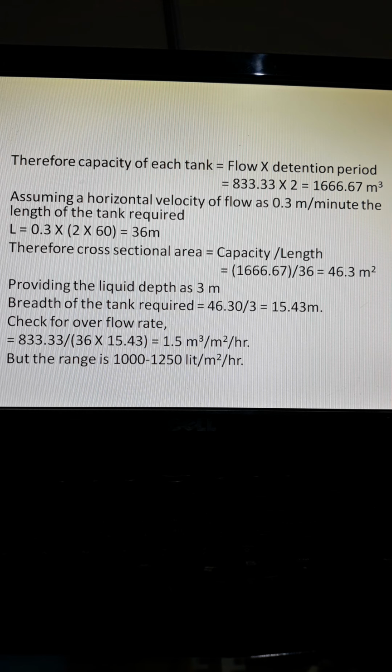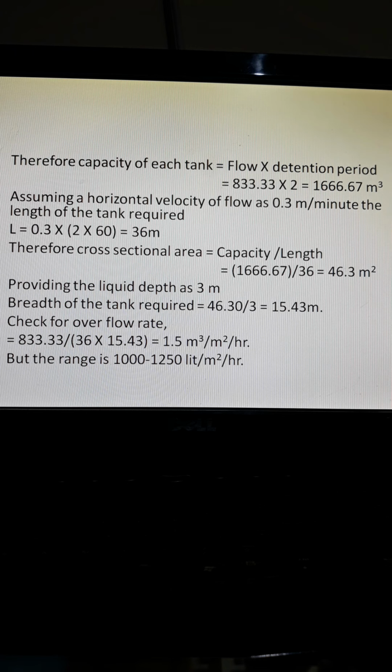So we have arrived now at the dimensions of the tank. That is, the length of the tank we have obtained as 36 meter, and then the breadth of the tank we got as say 15.43 meter, and the depth of the liquid as say 3 meters. So once we have arrived at these dimensions, now we will have to check our design. The first check is the check for the overflow rate.